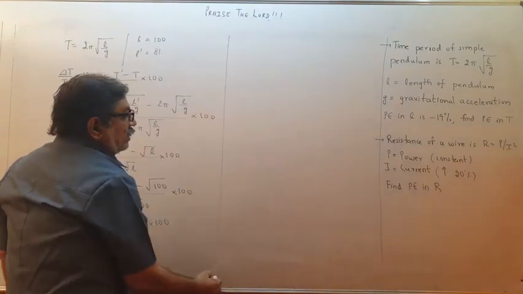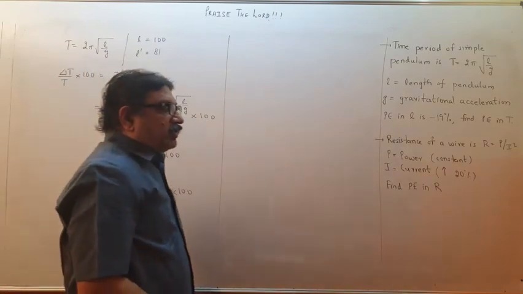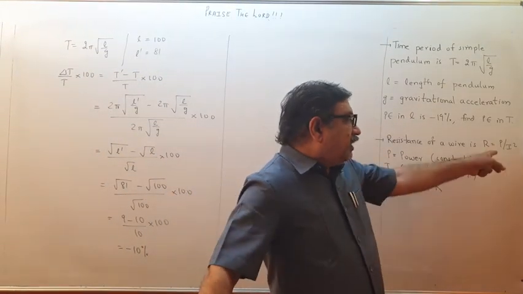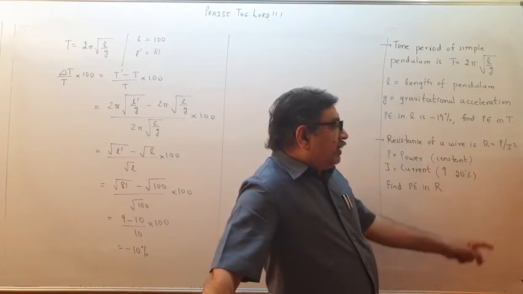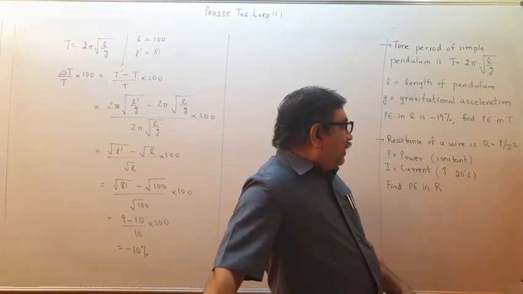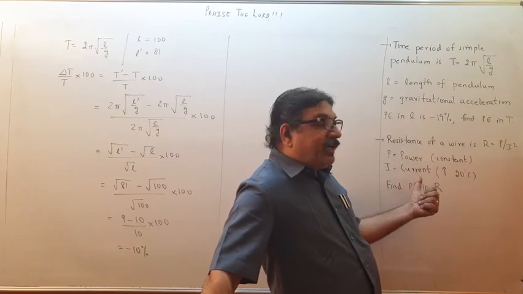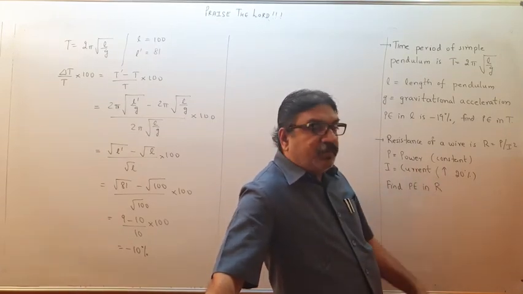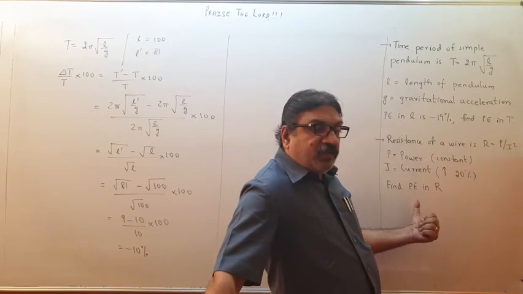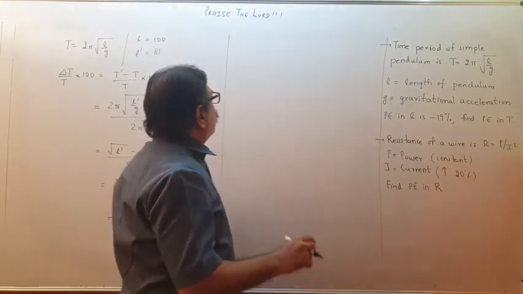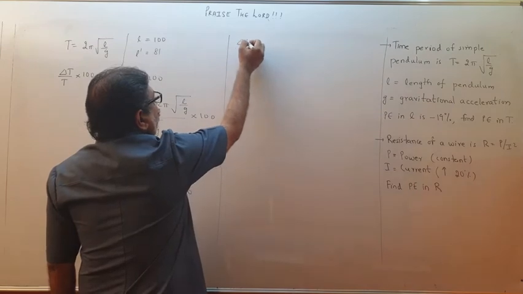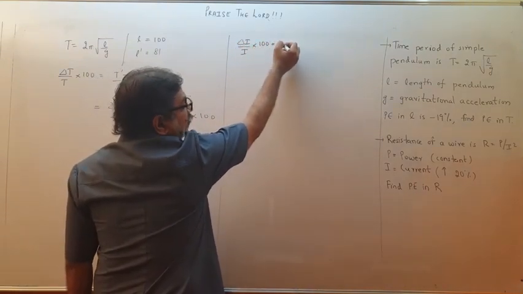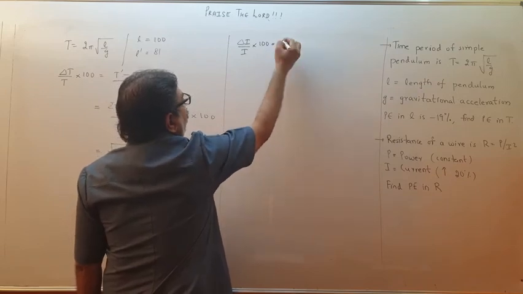Okay. Look at the next sum. Resistance of a wire is R equal to P upon I square. You must have studied in class 10, power is I square R. So resistance is power upon I square, where P is power, I is current. It is given to us that power is constant and current is increasing by 20%. What is the percentage error in resistance? So percentage change in the current, delta I upon I into 100, is given to me as 20%.